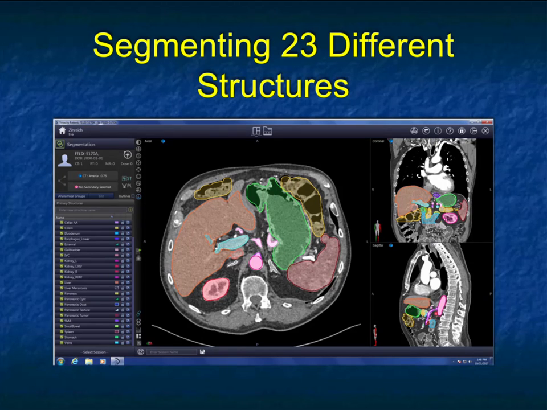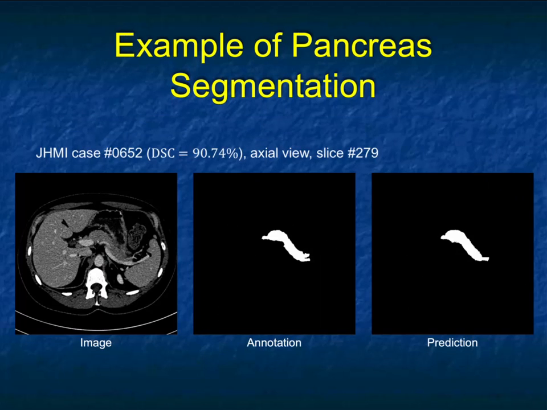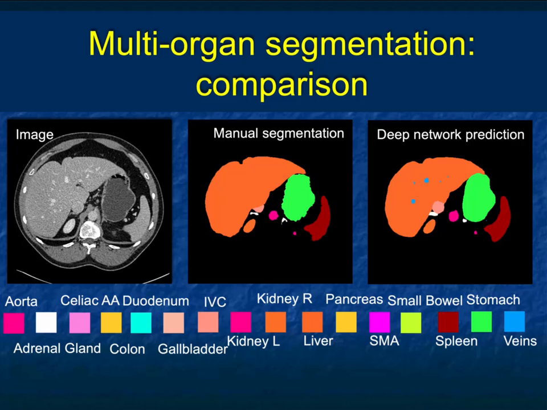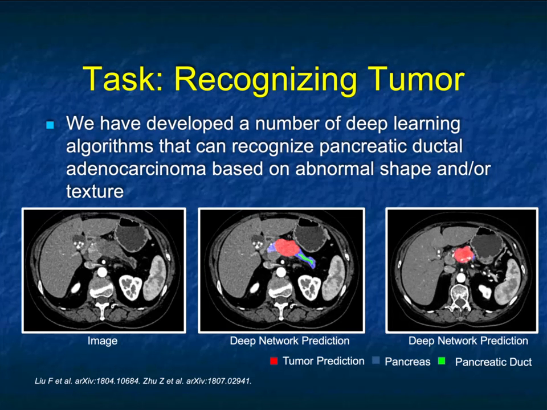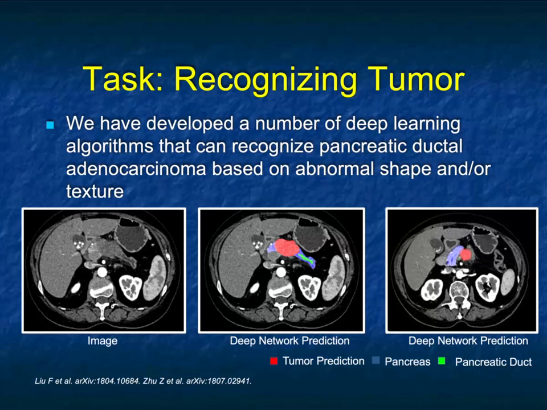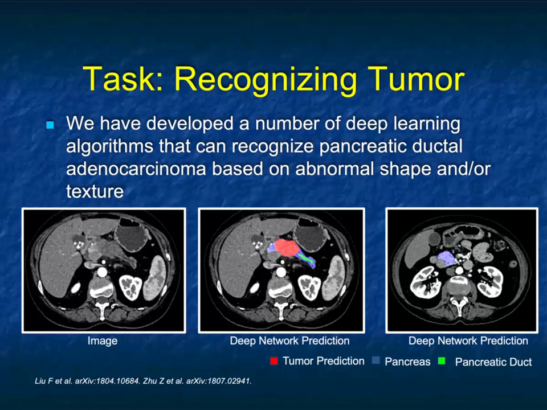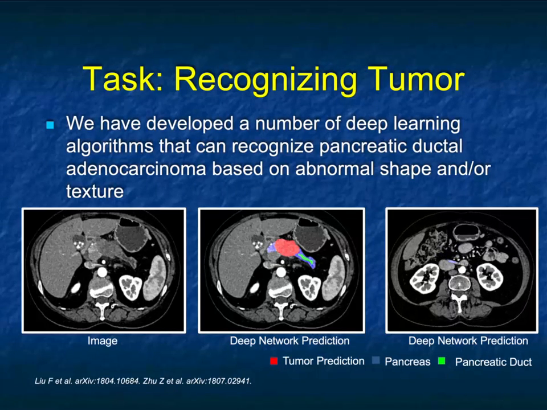We also then have spent a lot of effort segmenting out the pancreas. So we taught the computer to recognize the various organs, especially to recognize the pancreas. With manual segmentation and deep learning prediction being about equal, we're able to look at the pancreas carefully and detect the presence of pancreatic cancer. Again, what do you do? You teach the computer how to recognize the normal pancreas and then how to recognize pancreatic cancer.